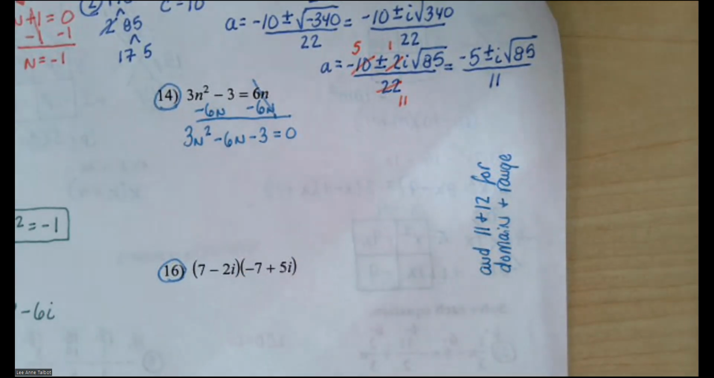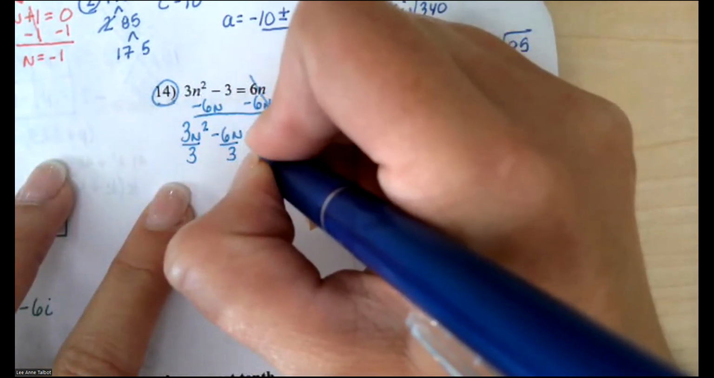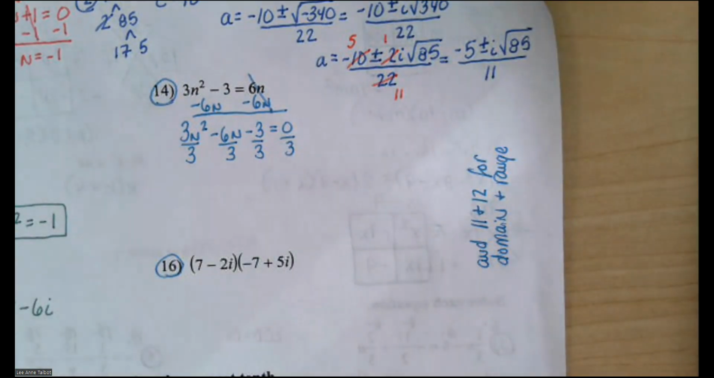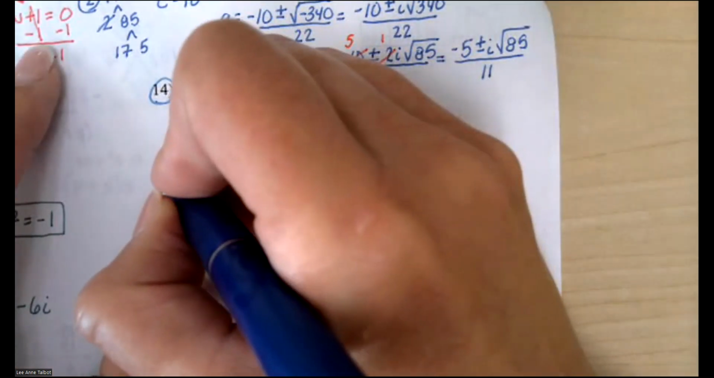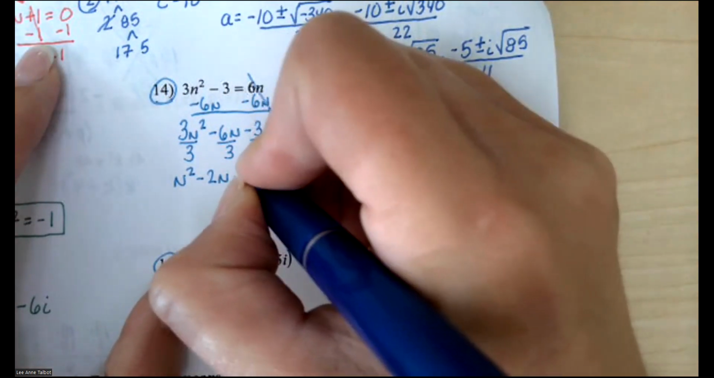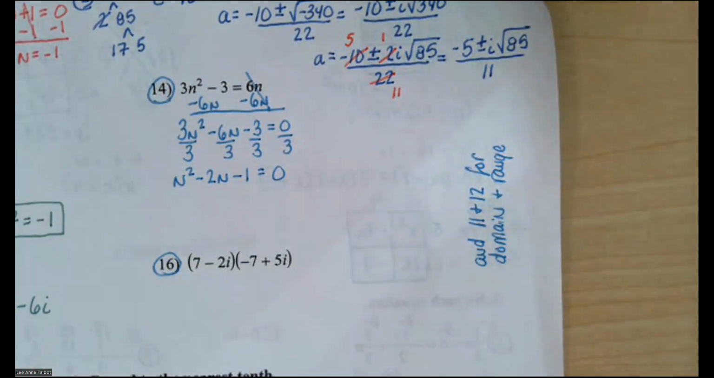Okay, now I can divide, correct? On this one, divide by 3. Dividing's okay because it's an equation. N squared minus 2n minus 1 equals 0.